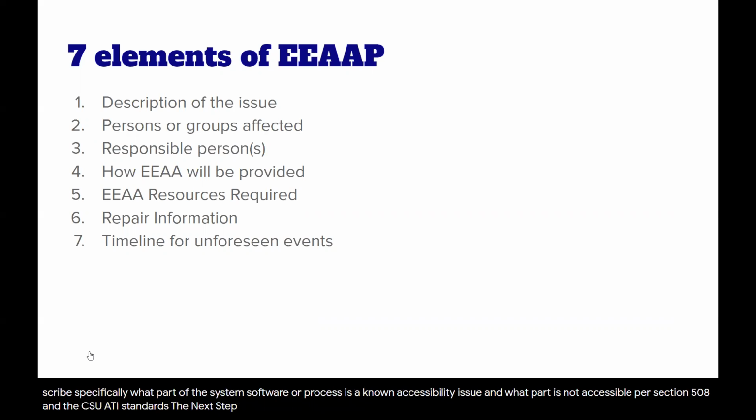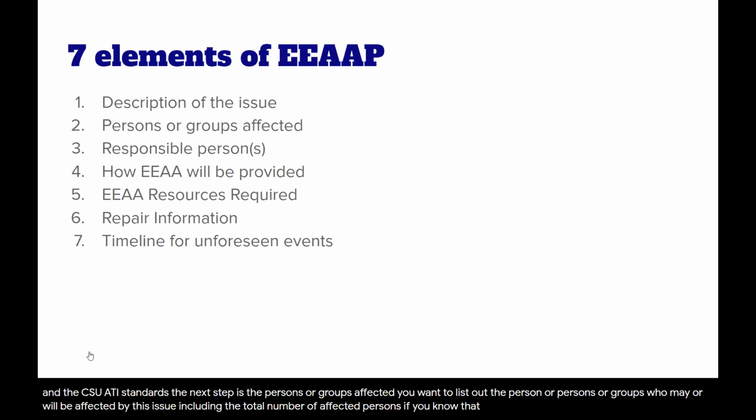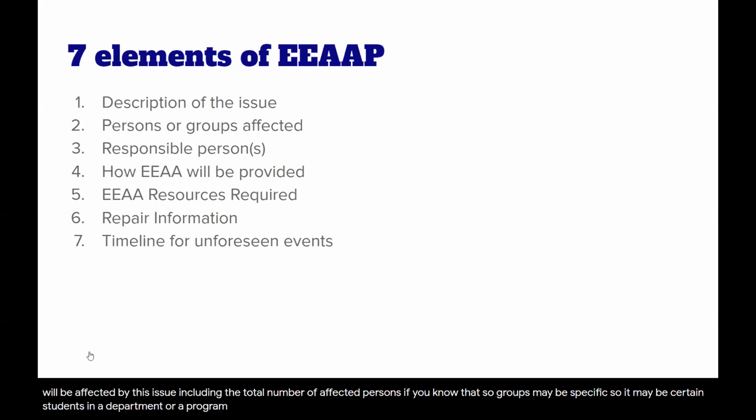The next step is the persons or groups affected. You want to list out the person or persons or groups who may or will be affected by this issue, including the total number of affected persons if you know that. So groups may be specific. It may be certain students in a department or a program. It could be members of the general public. It could be visitors to the campus, or all students or all employees.